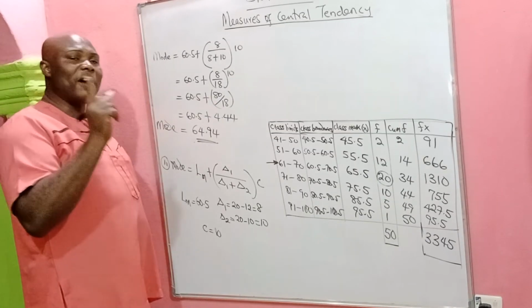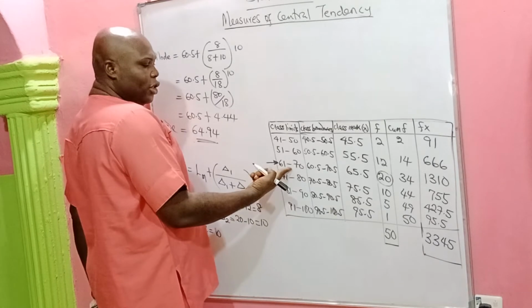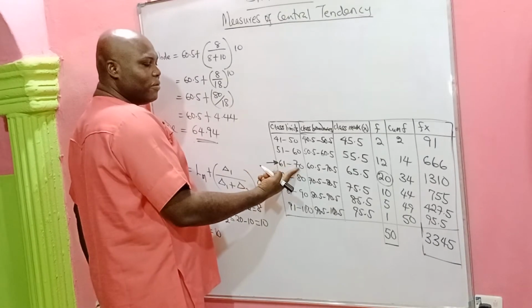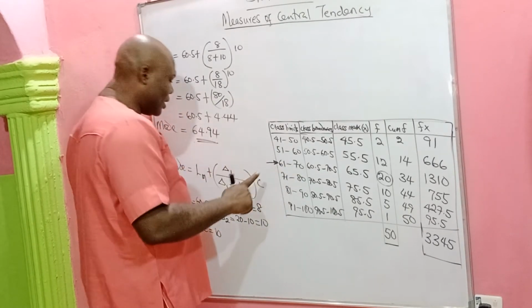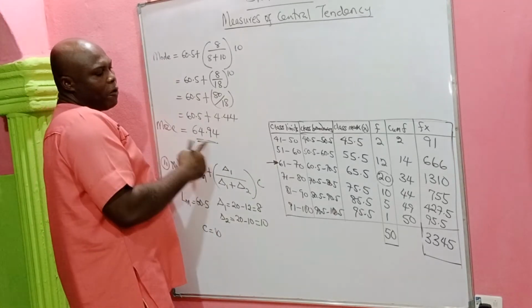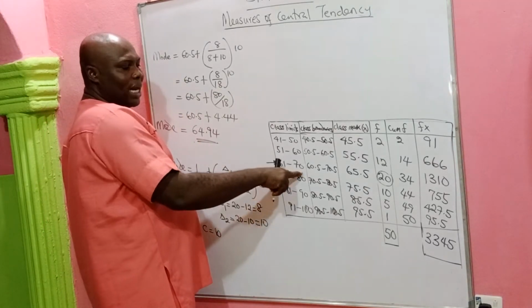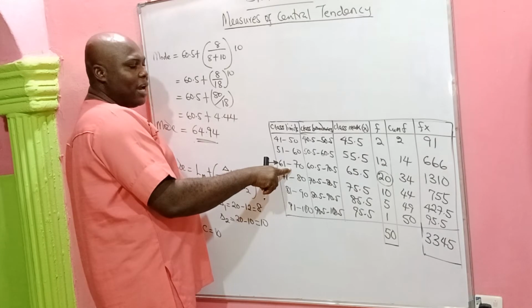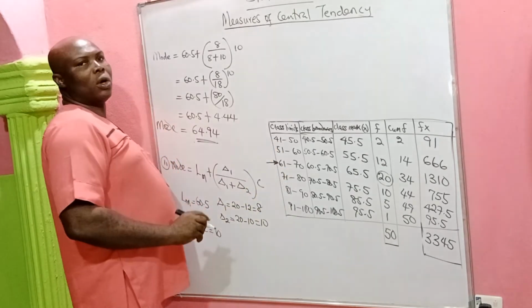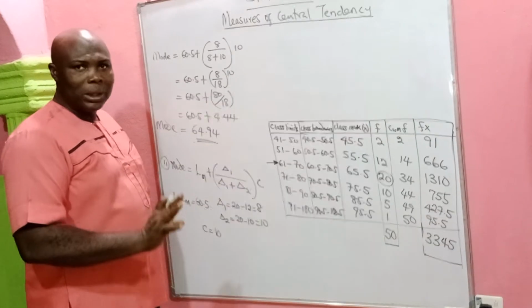And please take note, the value you have for the mode must fit into the class, 61 to 70. It mustn't be outside that class. The value we have, 64.94, is definitely between 61 and 70. So if you have a value that is not in that class, it means you're wrong. It must fit into that class. So that is the mode.